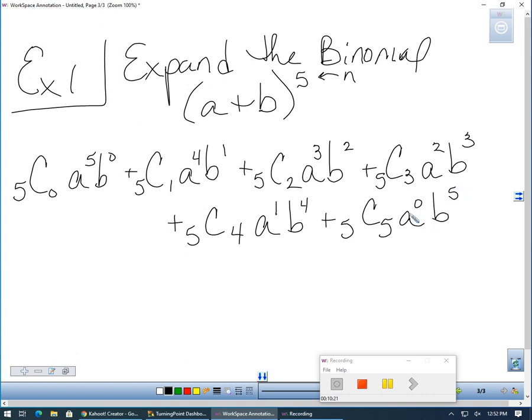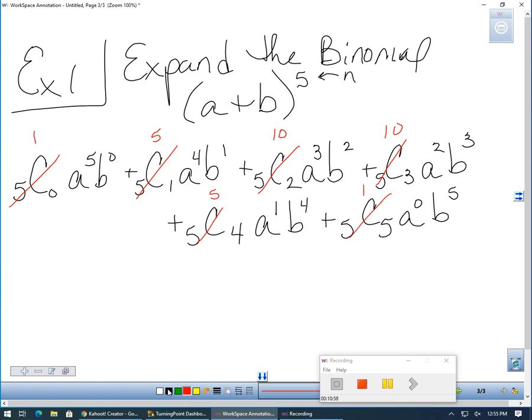So it follows a pattern, right? It's just a matter of going back and simplifying it. Okay? So 5 choose 0, and again, you can go back through here. 5 choose 0 is actually 1. If you like to go back through and change all these, 5 choose 1 is 5. I believe 5 choose 2 is 10. 5 choose 3 is also 10. 5 choose 4 is 5. And 5 choose 5 is 1.